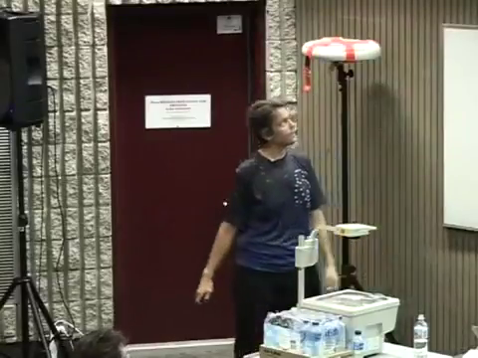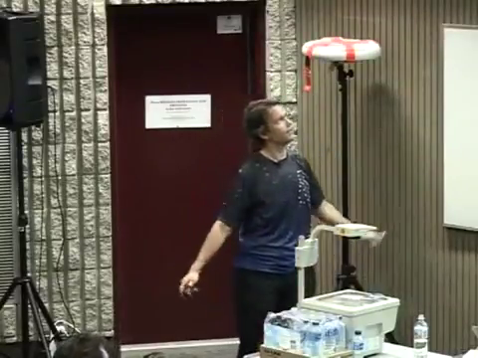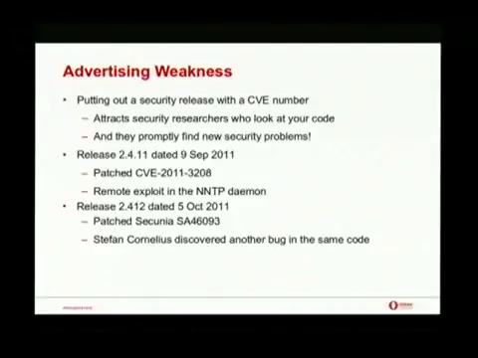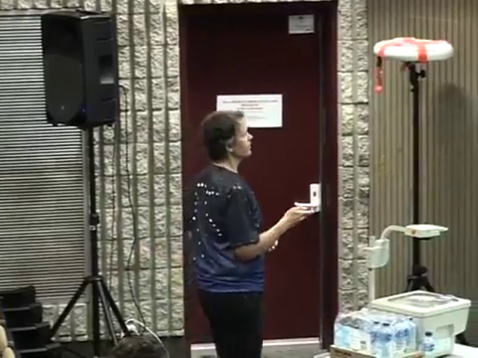So the lesson here is cascading failures are awful, and commas are very dangerous. And my last war story is about advertising weakness. If you put out a security release which has a CVE number in the changelog, the flies gather. So people come and look at the same code, on the perfectly reasonable idea that because there's one bug, there's probably more.